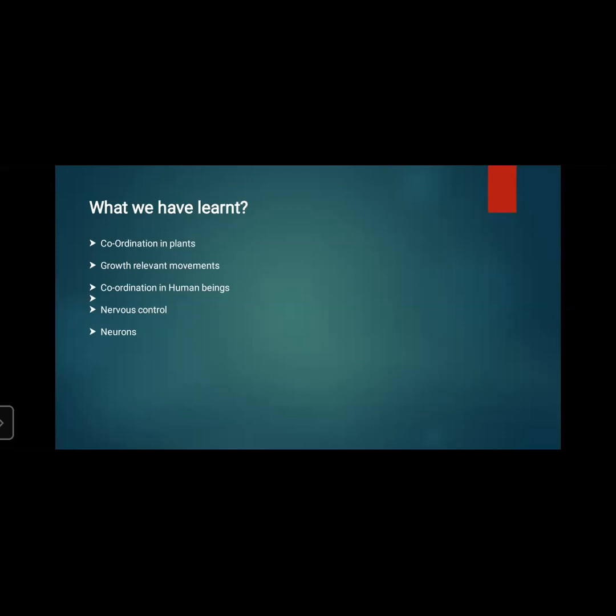And we are learning about coordination in human beings, how it takes place. So different processes go on simultaneously in the human body. All those processes need to be efficiently and effectively controlled and coordinated. So this is done with the help of two systems, nervous system and chemical control.